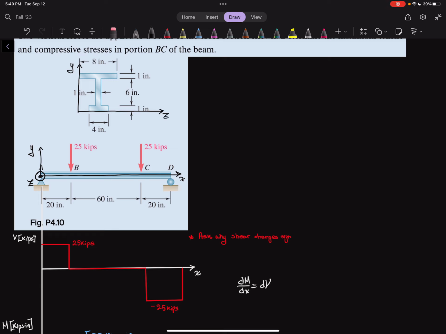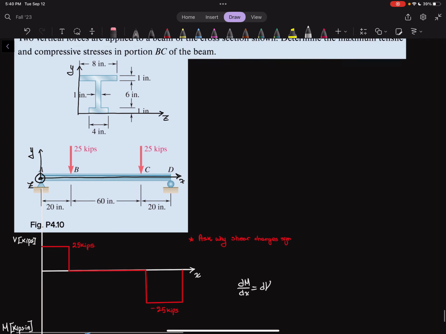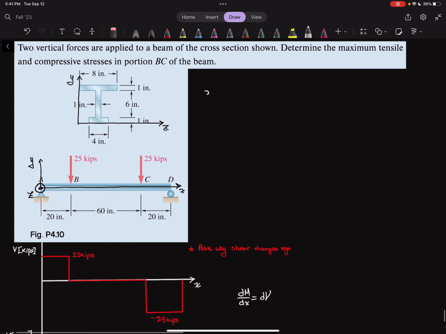So it's important to keep that in mind as we do these problems. Now we want to find the stress in that portion. Well, how do we do that? We know that the stress in that portion for pure bending is going to be the moment, which we just found, times the distance from the centroid and a negative in front, divided by the moment of inertia. So we need to find what y and I are.